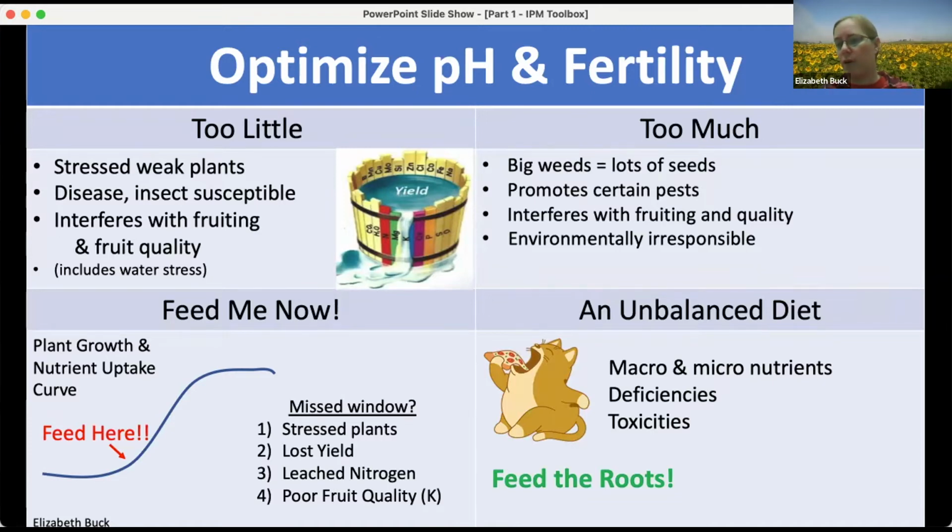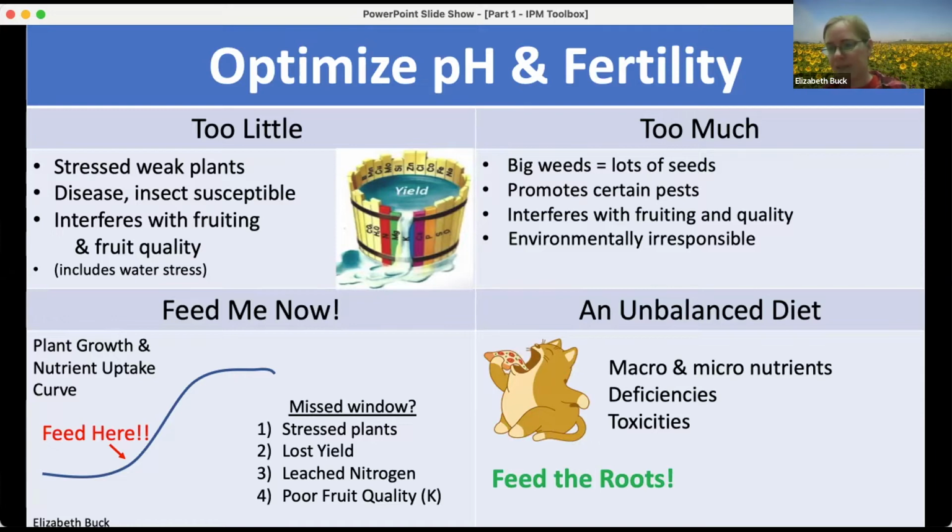So you can have all of your nutrient levels just perfectly fine where they need to be, but your yield will always be limited by the lowest insufficient nutrient, okay? The idea is that if you have too little of any given essential nutrient, the plants become stressed. A stressed plant is more disease and insect susceptible. And with certain nutrients, particularly the macronutrients, you can get direct interference with fruiting and with fruit quality.